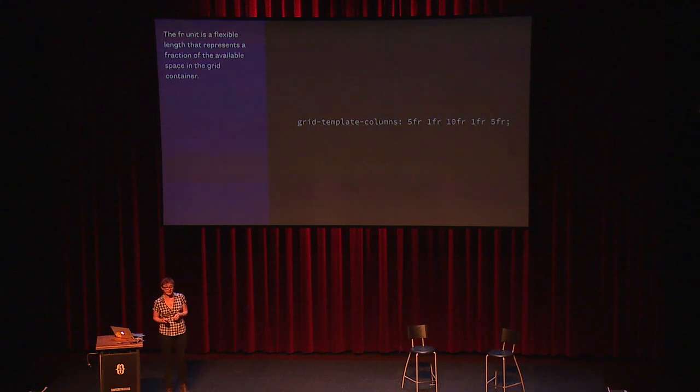Something else that's interesting, we have this FR, this fraction unit, a flexible length. It represents a fraction of the available space in the grid container. And this is great because it saves you doing that thing where you have to calculate all these percentages of things. You can just say, well, I want this track to be twice as wide as this other one. You can specify the proportion of gutter tracks to content tracks. So it's a really nice way to do flexible layout.